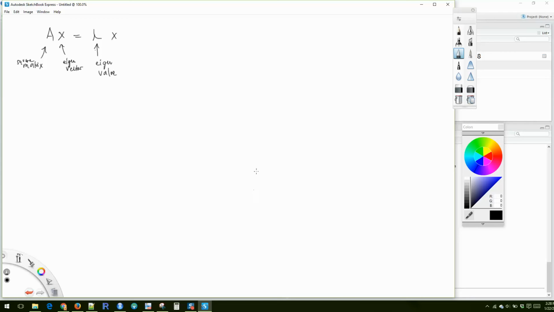Effectively we can turn this into Ax minus lambda x equals 0, okay? And we can then say A minus lambda times I. We can factor this out: lambda times the identity matrix times x equals 0, right? So we want to invert this and try to solve for this.